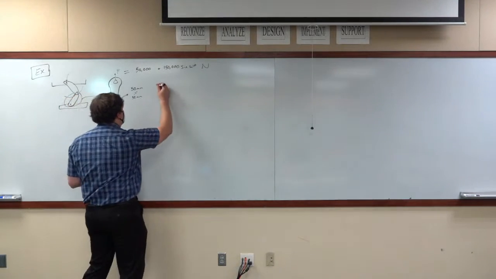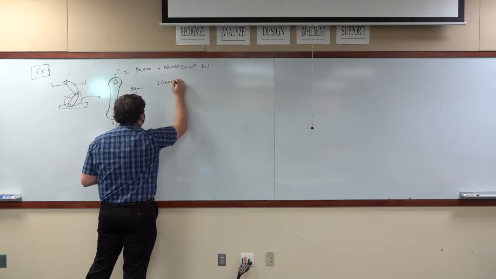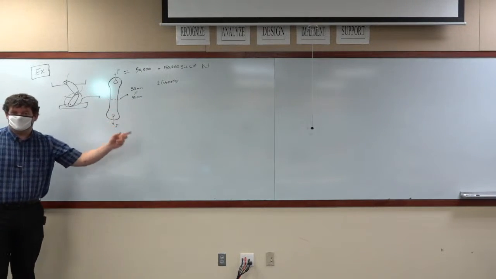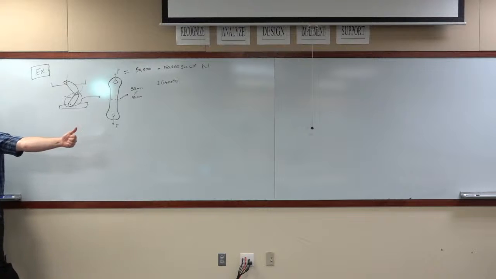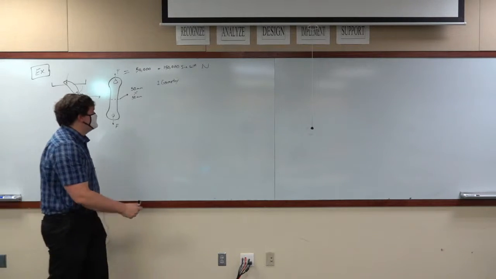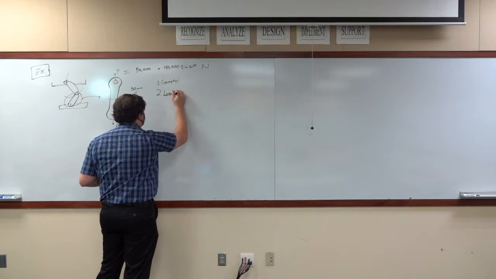So, step one, understand geometry. Do we know what geometry we're looking at? Yes. I gave you a cross section. I said it's most likely to fail there because it's thinnest there. Okay, so geometry, check.